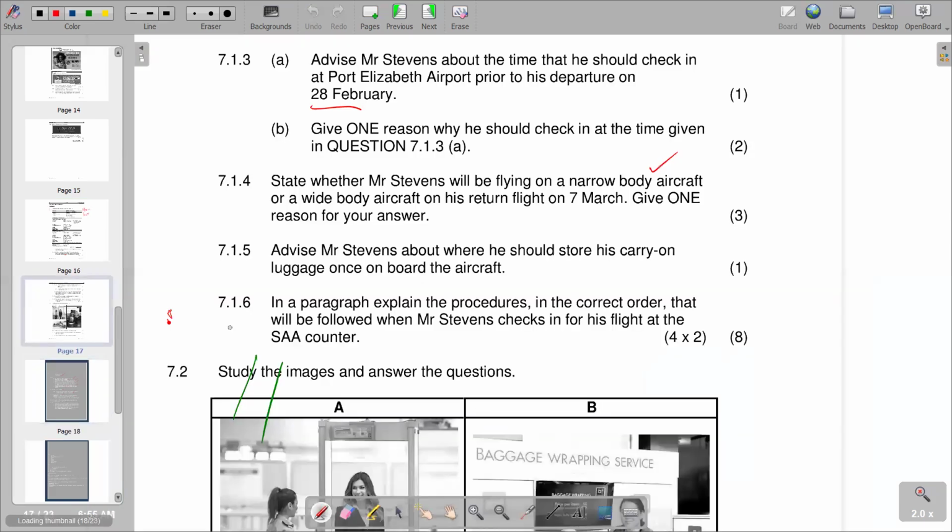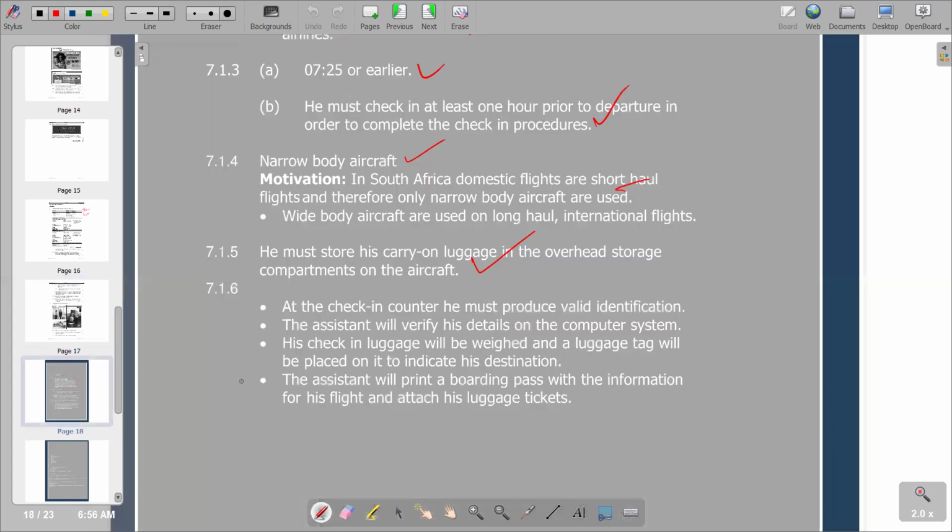When you go to 7.1.6, in a paragraph, explain the procedures in the correct order that will be followed when Mr. Stevens checks in for his flight at the SAA counter. So obviously, these procedures, we must set them in order: what happens on arrival and what is going to happen next. For the check-in, obviously, there's an issue of checking your documents, and that has to happen first. So basically, that's the order that we will try to follow.